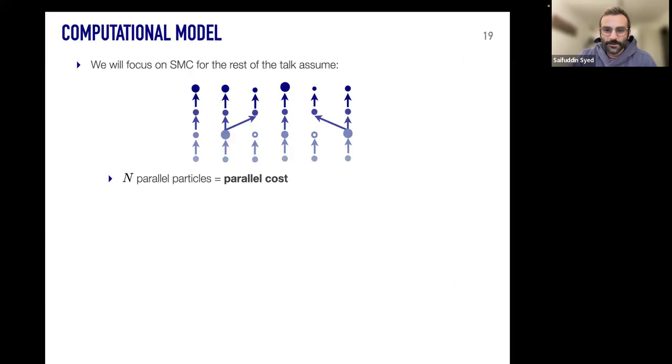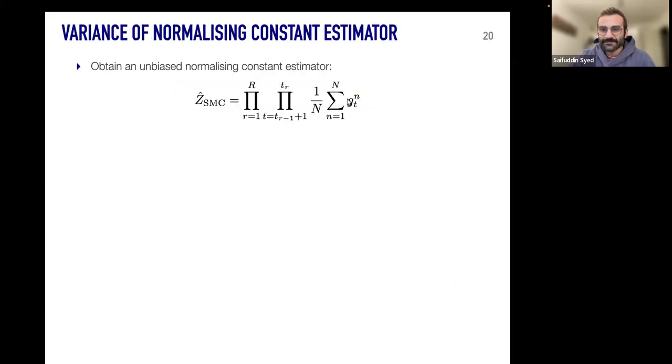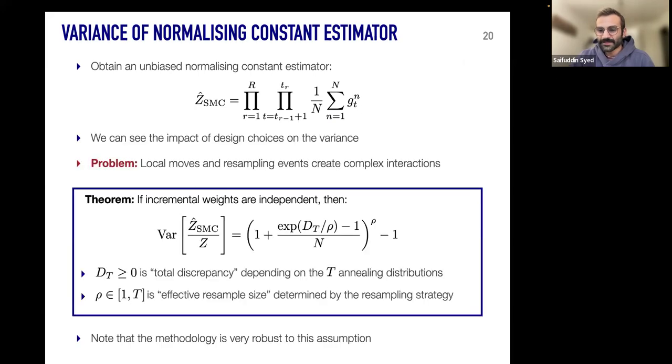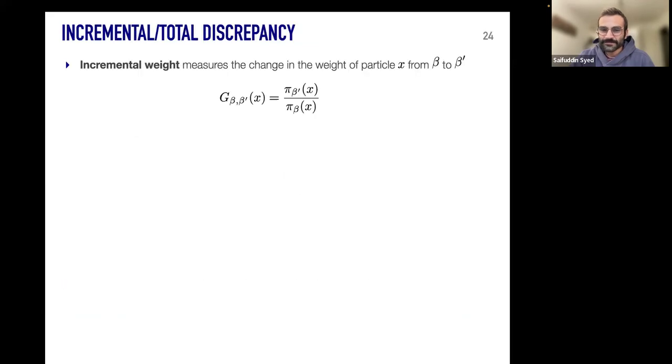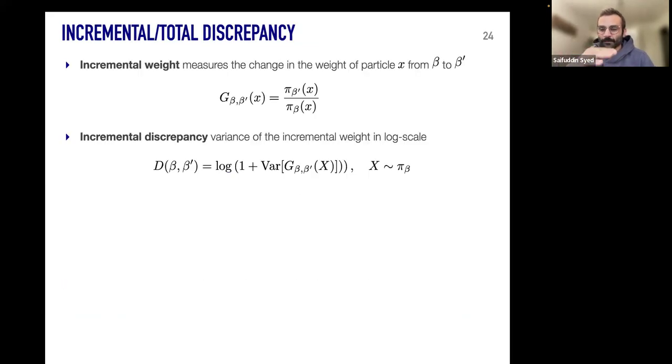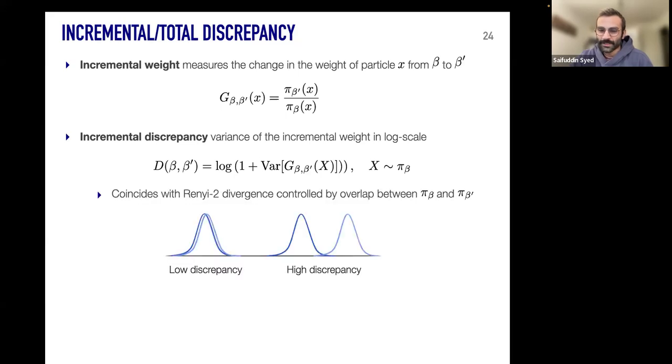So remember, the normalizing constant estimator is controlled by these incremental weights. So you can see already that the discrepancy from one distribution to the next should be controlled by the variance of these incremental weights. The natural one that ends up arising is by looking at the log of one plus the variance. This is sometimes called the Rényi alpha divergence; this coincides with the Rényi 2 divergence between the reference and target, from pi beta to pi beta prime, sorry.